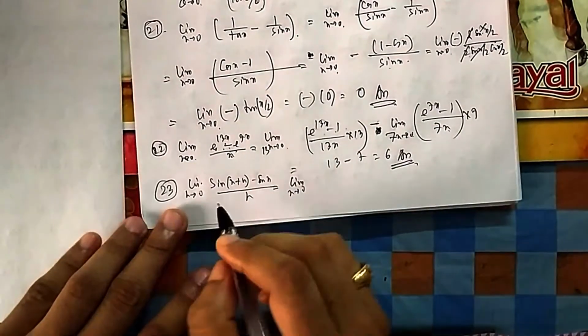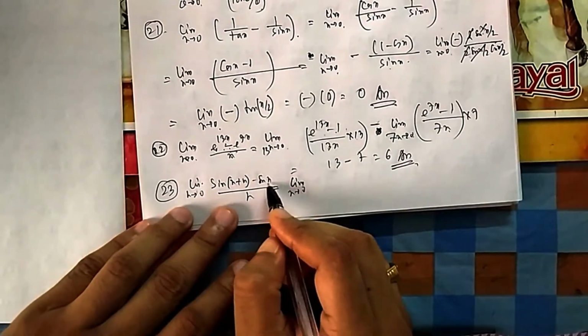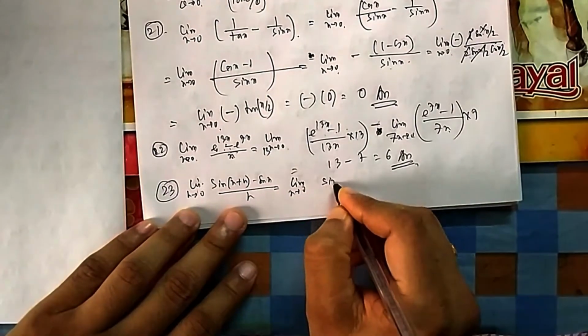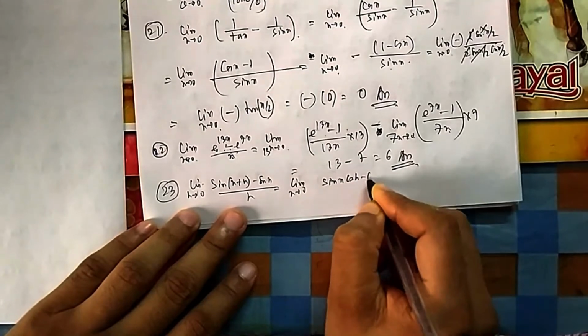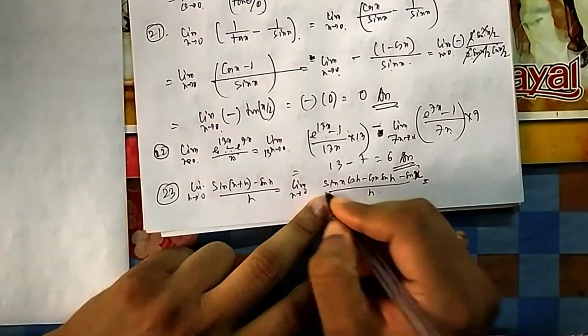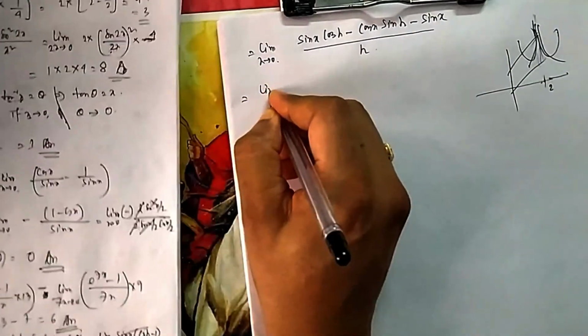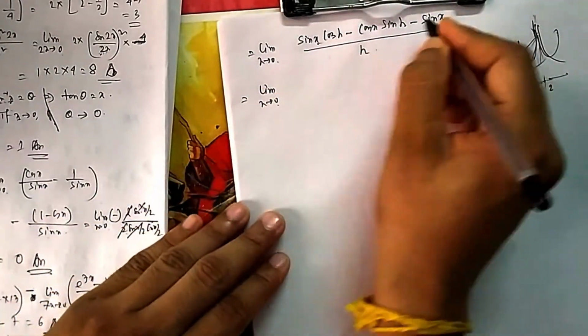So in question 23, limit as h tends to 0 of sin(x plus h) minus sin x, divided by h. So you can apply the sin(a plus b) formula, sin a cos b plus cos a sin b. So you can take sin x common from this one, as h tends to 0. So this is the idea. What we will do is take sin x common from these two.